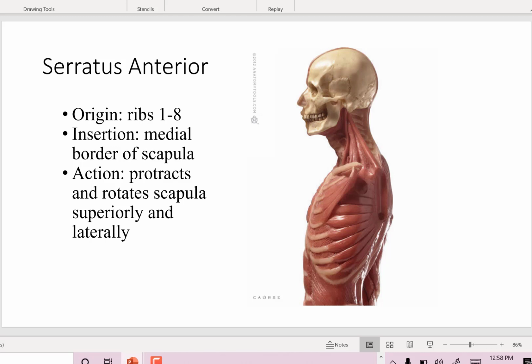Here is another picture of the serratus anterior, and I'm highlighting the scalloped edges where it's coming off of ribs 1 through 8, and we can follow these slips of muscle back to where the medial border of the scapula would be.